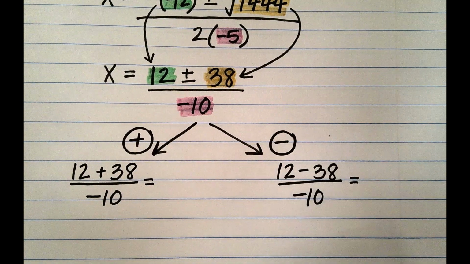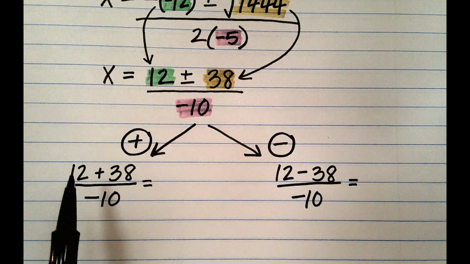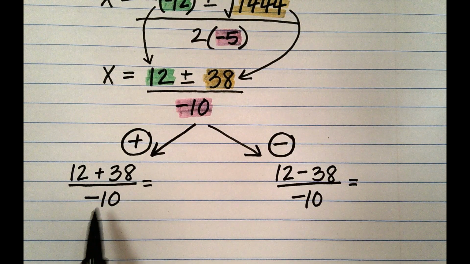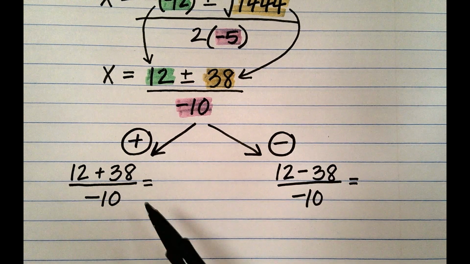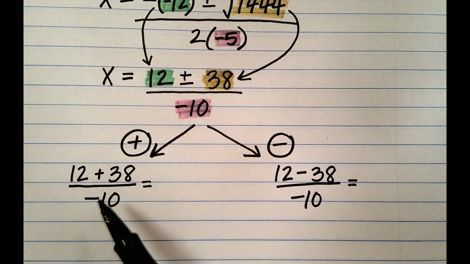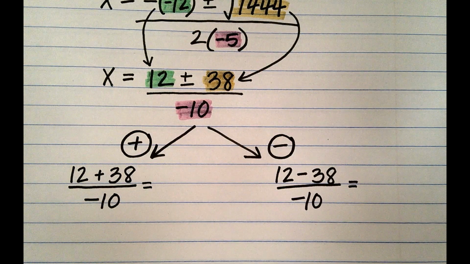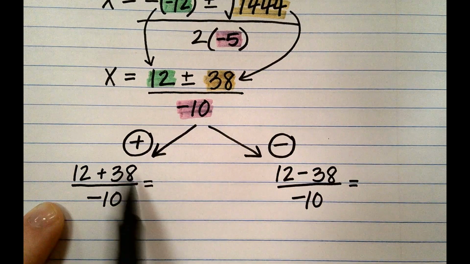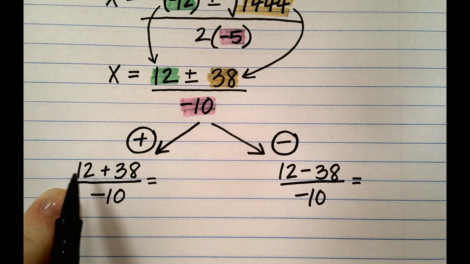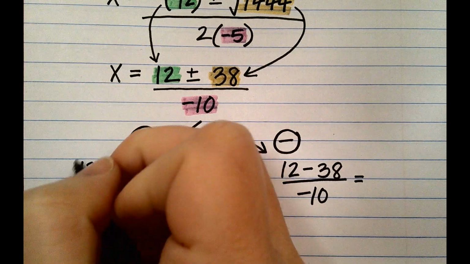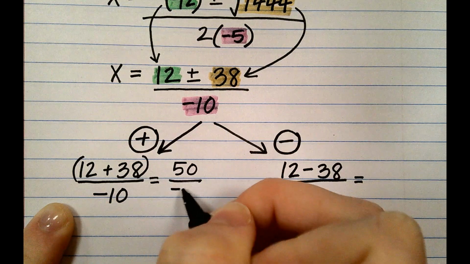And now we just have to make sure, this is one mistake I will see, is the student will type in 12 plus 38 divided by -10 in their calculator all at once. You cannot do that because your calculator will do 38 divided by -10 first, and then it'll add 12 because of the order of operations. So when you have a fraction, we have to simplify the number on top first. So first I'm going to do 12 plus 38, which is 50. Then bring over, divide by -10.